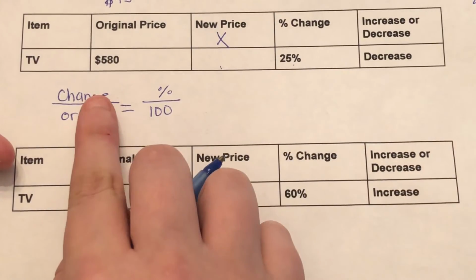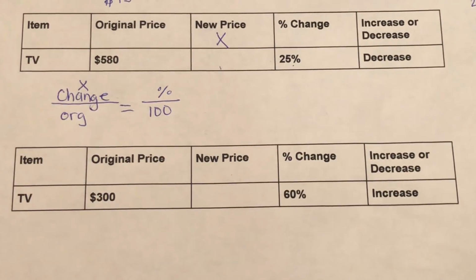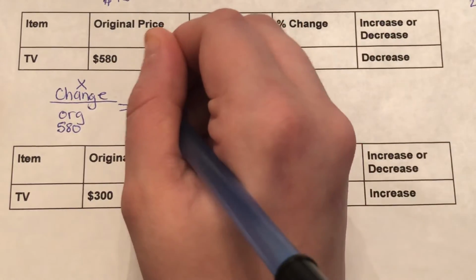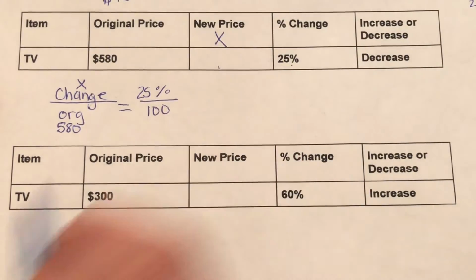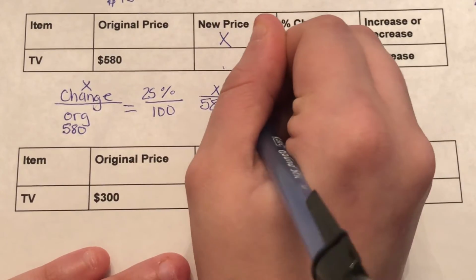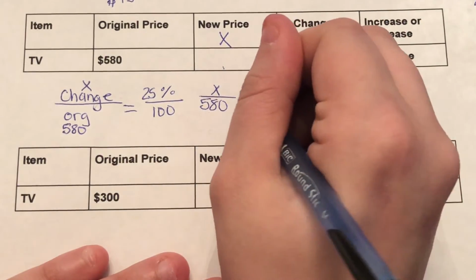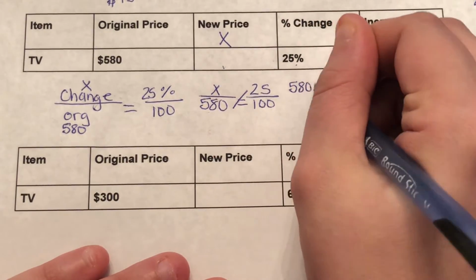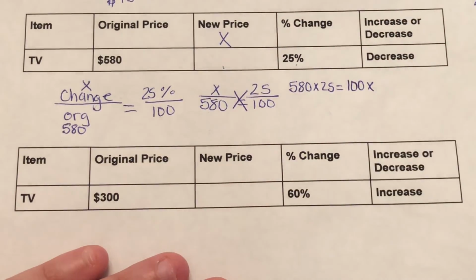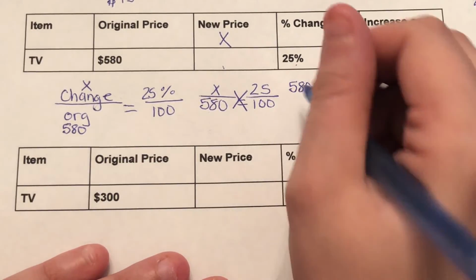Okay, so I do not know my change, of how it's going to change in price, so I'm going to leave that as X. My original is 580, and I know I'm changing it by 25% out of 100. So I rewrite it, equals 25 out of 100. Okay, so I'm going to cross multiply. I have 580 times 25 is equal to 100x. So the first thing I gotta do is multiply 580 times 25.